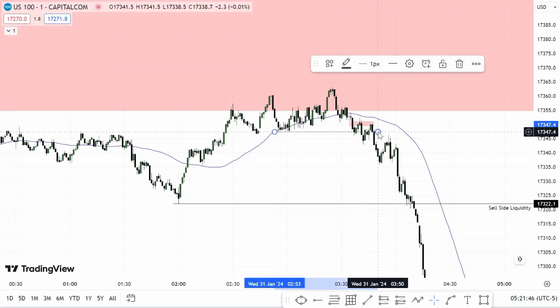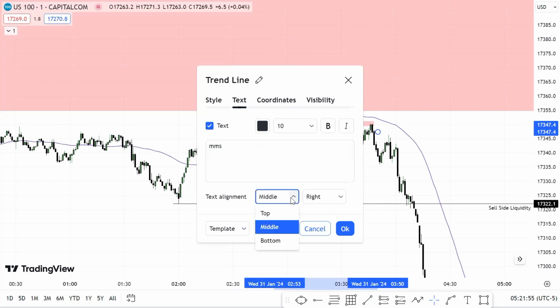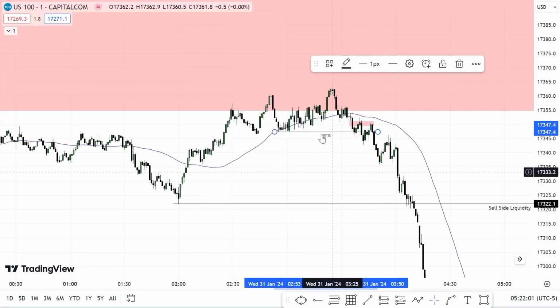So let's call this a shift in market structure. Like market structure shift. Let's just use that. Bottom and middle, center. All right. So these are market structure shift. I'm using MMS for that.